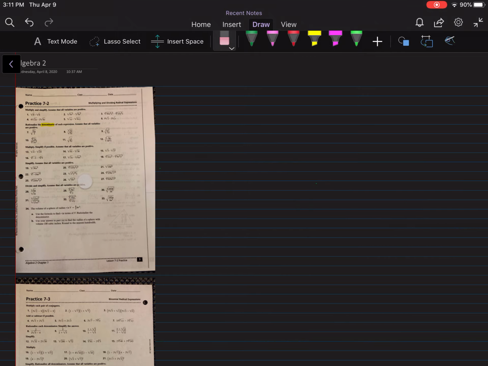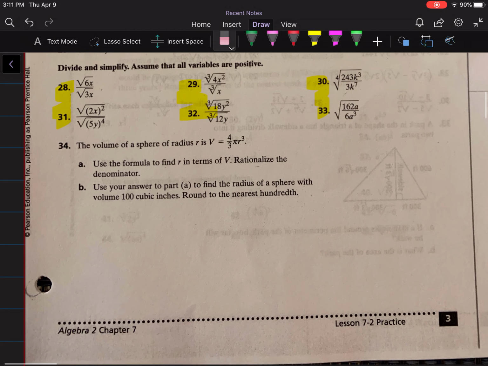Okay, let's look at the word problems here. It says 34. The volume of a sphere of radius r is v equals 4/3 pi r cubed. Use the formula to find r in terms of v. Rationalize the denominator. Find r in terms of v.